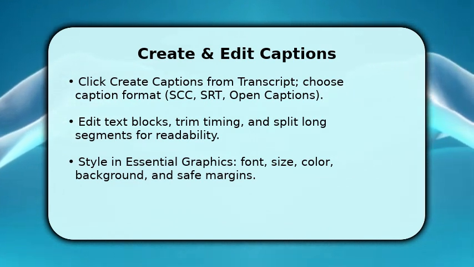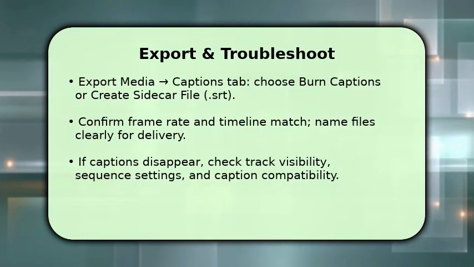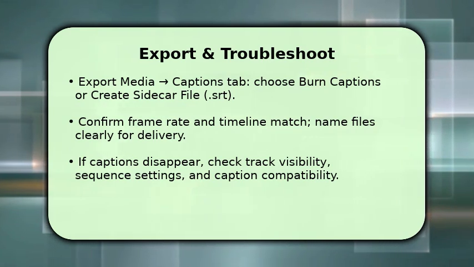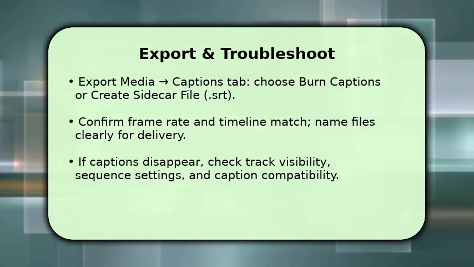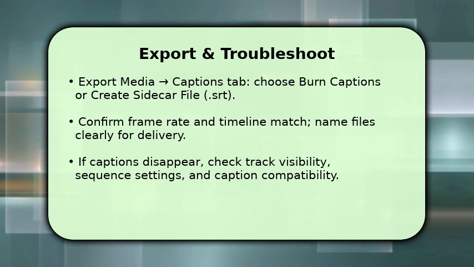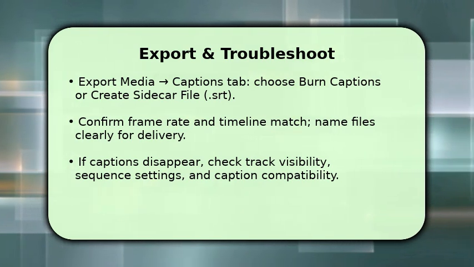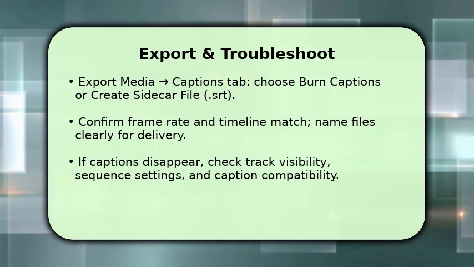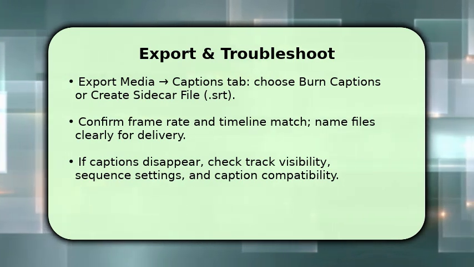To finish, open Export Media and go to the Captions tab. Choose Burn Captions if you need permanent subtitles, or create a sidecar file to export an SRT/VTT. Make sure the sequence frame rate and timeline match your export settings so timing stays accurate, and use clear file names so deliverables aren't mixed up.